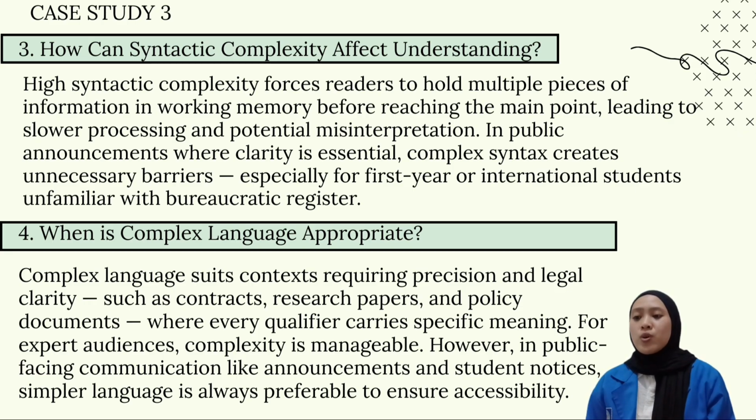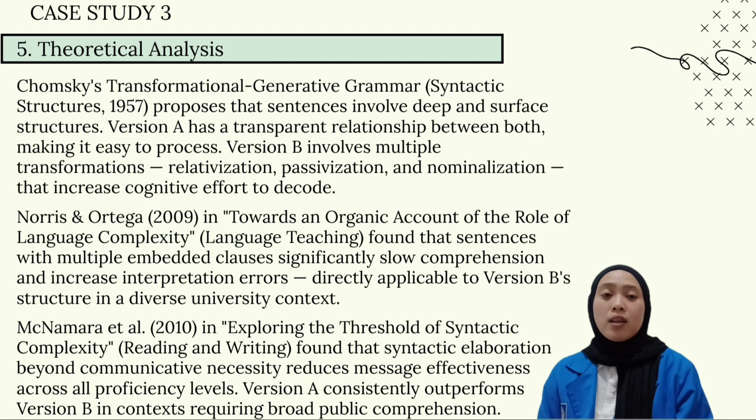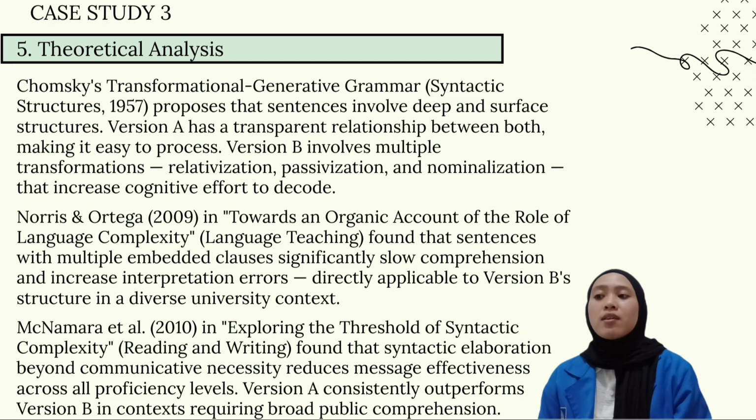Number 4 is, when is complex language appropriate? Complex language suits contexts requiring precision and legal clarity, such as contracts, research papers, and policy documents, where every qualifier carries a specific meaning. For expert audiences, complexity is manageable. However, in public-facing communication, like announcements and student notices, simpler language is always preferable to ensure accessibility. And the last question is theoretical analysis.